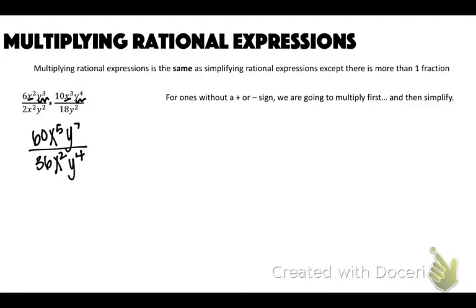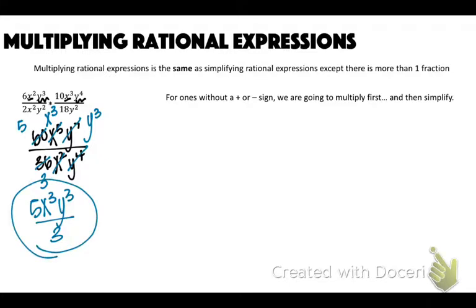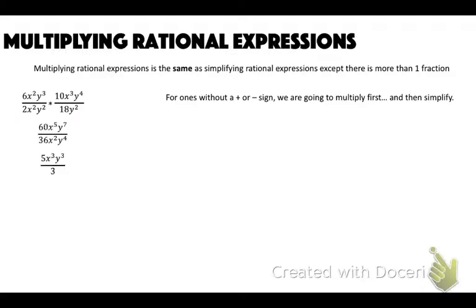Okay, and then we need to just reduce this. So we want to see what goes into 60 and 36. Well, 12 does. 12 goes into 36 3 times. 12 goes into 60 5 times. If we have 5 x's on top and 2 on bottom, we're going to be left with an x cubed on top, and then we're left with a y cubed there. So our final answer here would be 5x cubed y cubed over 3. Okay, let's double check this. Yep.